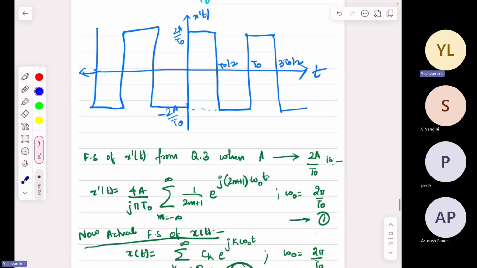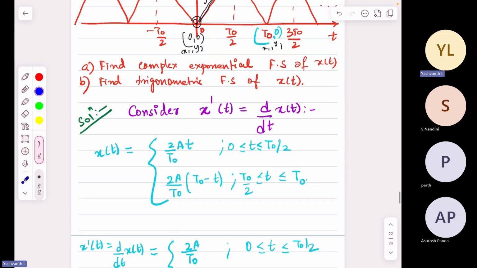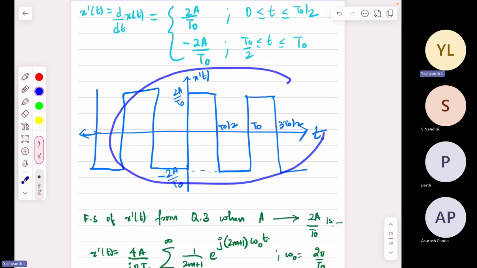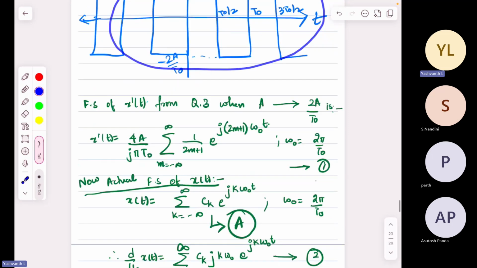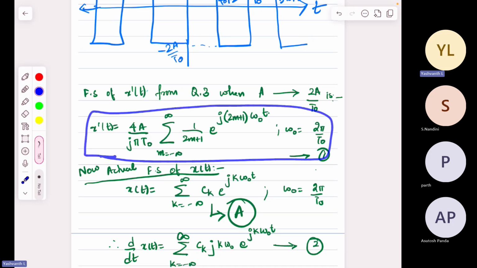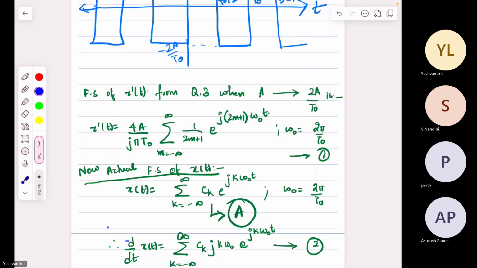Okay, therefore from the previous question, you replace a by 2a by t naught. Therefore, you get the complex exponential Fourier series of x dash of t, not x of t. We still need to come to x of t, because x of t is a triangle wave. We have only found the Fourier series of this square wave with amplitude 2a by t naught. All it is, is replacing a by 2a by t naught in the previous question. Now, I need to find the Fourier series of the actual x of t, right?